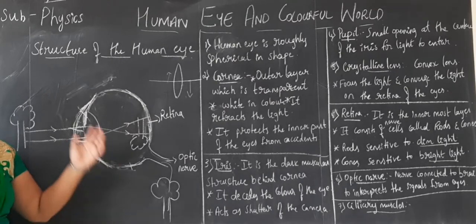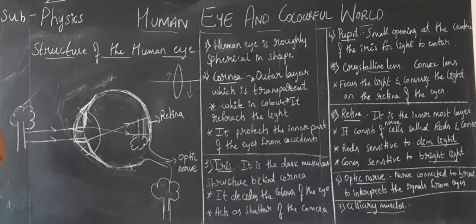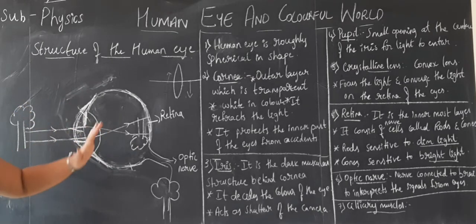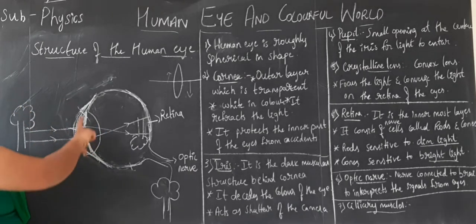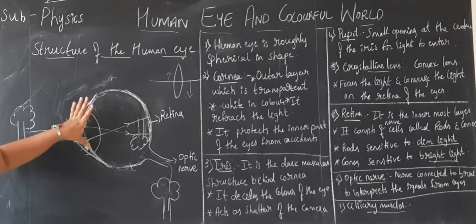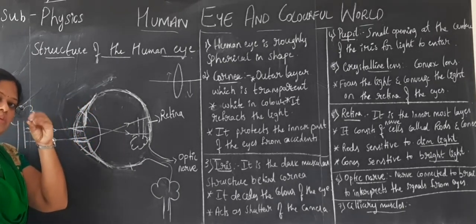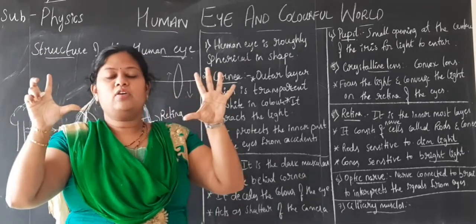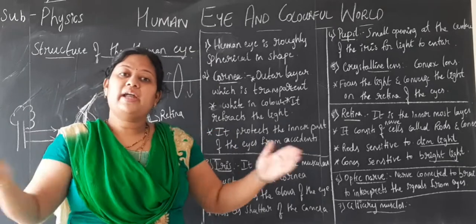So this is about the working and structure of the human eye. All this you have to remember. And about the ciliary muscles, I already said. They will contract and expand according to your eye movement. When you tightly close your eyes, it will contract. When you widely open your eyes, it will expand.